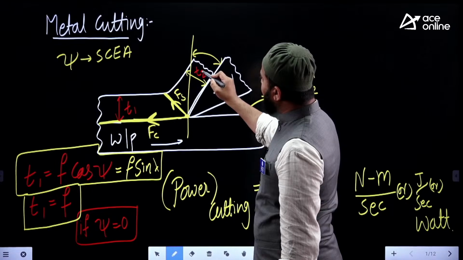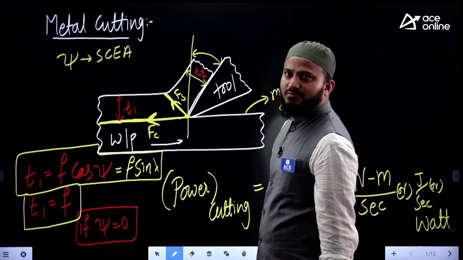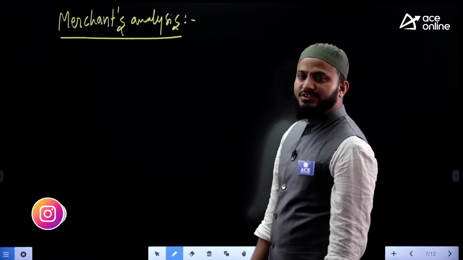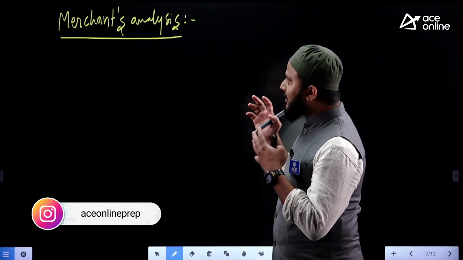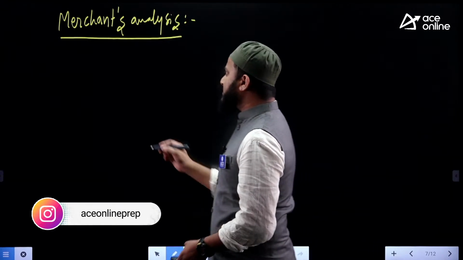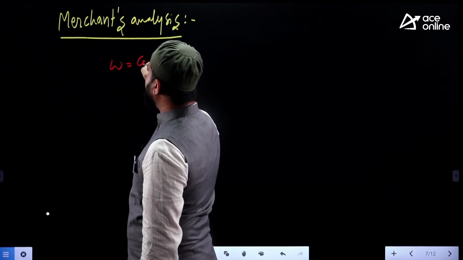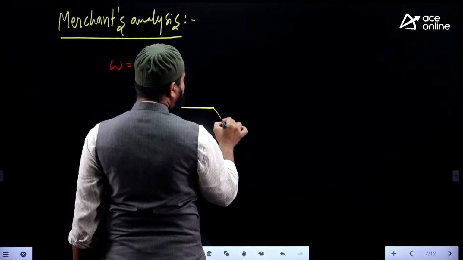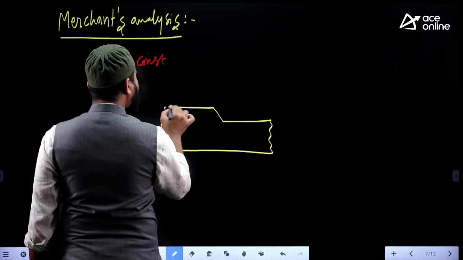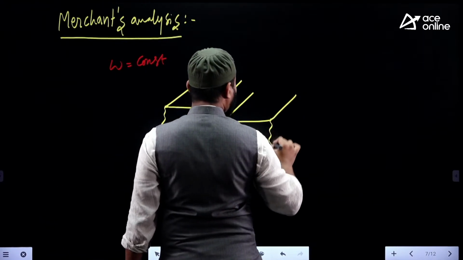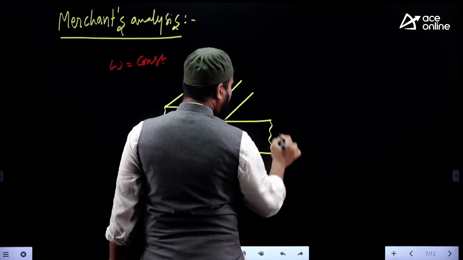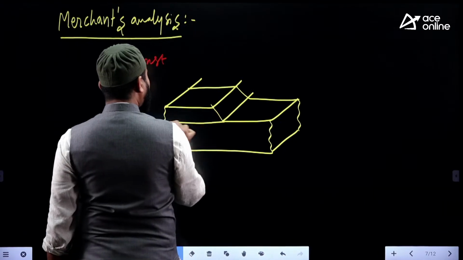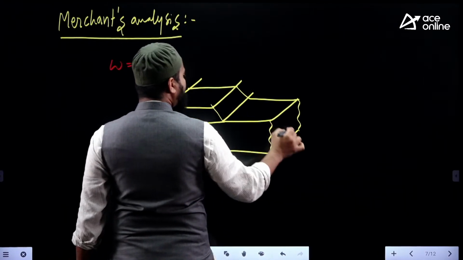Now people will get confused: sir, why did the thickness difference happen? Because we make many assumptions before starting the analysis, especially in the Merchant circle diagram. In the orthogonal analysis, we have many assumptions. The first assumption is that the width of the workpiece remains constant. It means all the width-related parameters are constant, either before cutting or after cutting. So the width of the chip, the width of the workpiece before machining, and the width of the chip after machining, everything is constant.